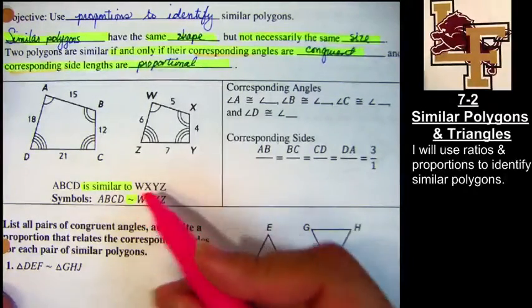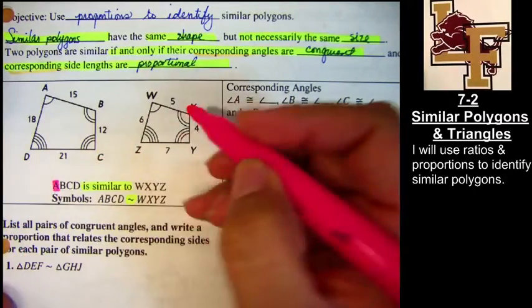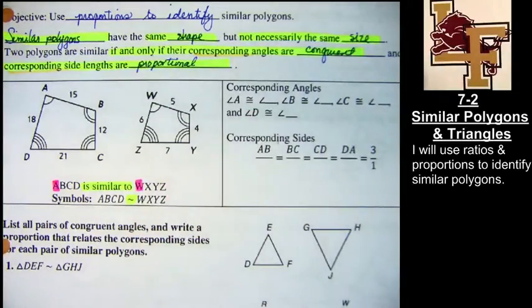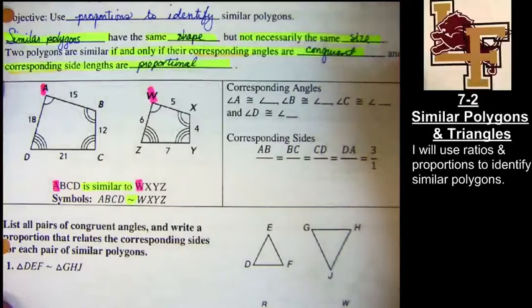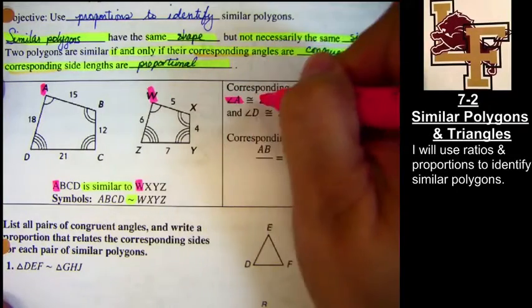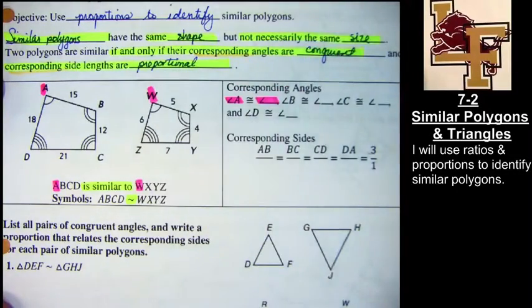Notice in these names that A and W are both listed first. This means those corners are corresponding. And since corresponding angles are congruent, I can write that angle A is congruent to angle W. Whatever I've got there.